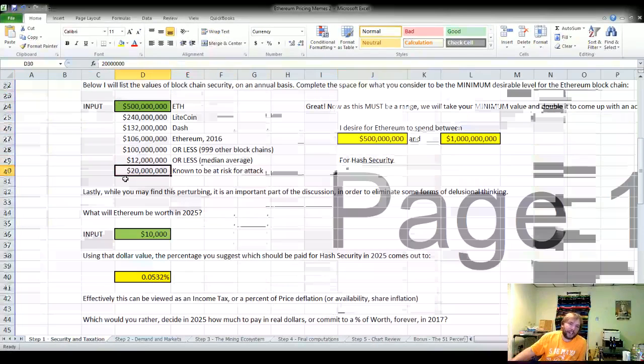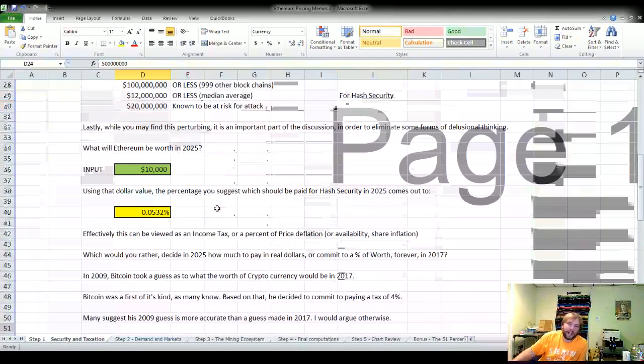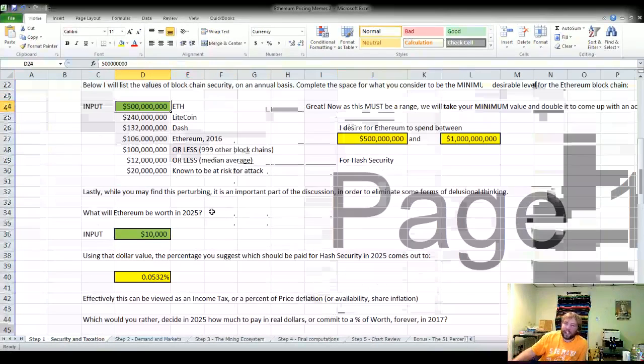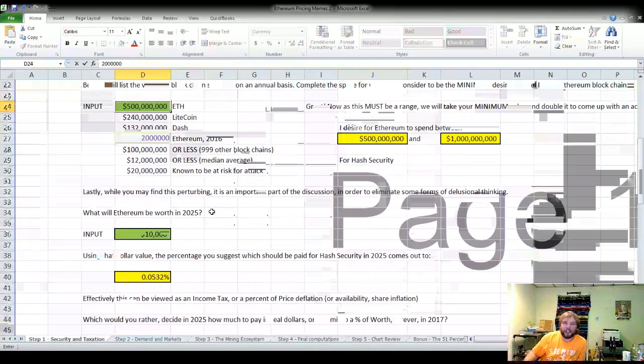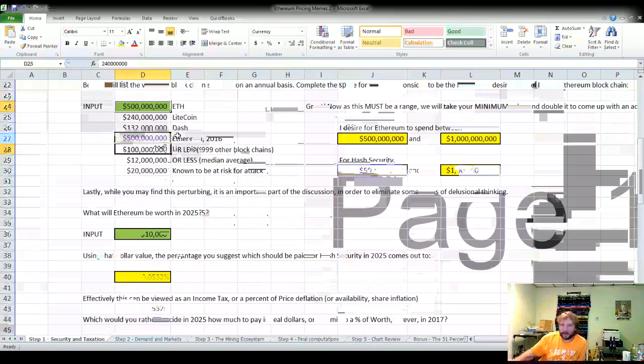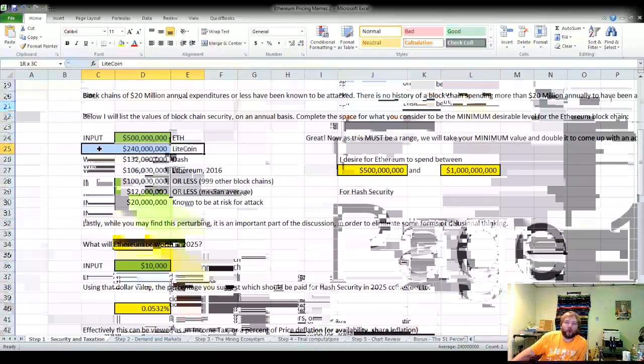So I just threw out the number here, 500 million, but a lot of people say it should be more like 200 million or something like that. And then if you throw out a number of 200 million, you have to make it a range, so it's 200 to 400 million. So you want to set your minimum number in this situation, but I'll say 500 million, which is twice that of Litecoin.